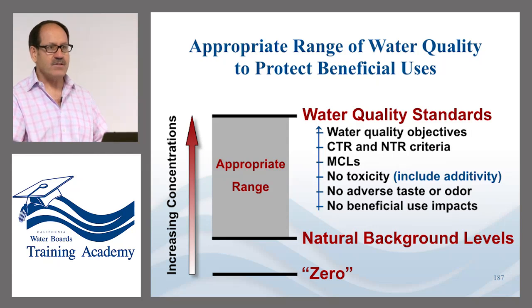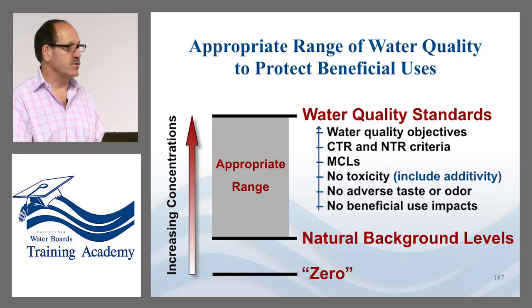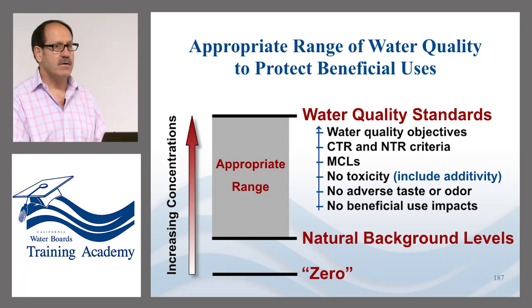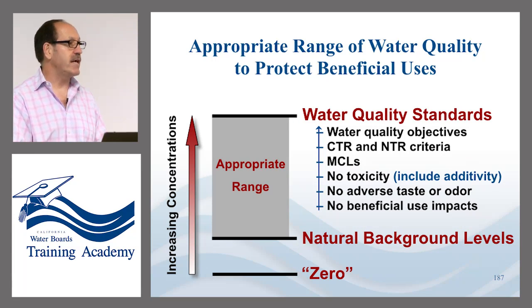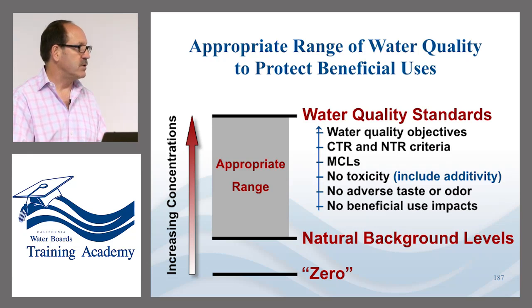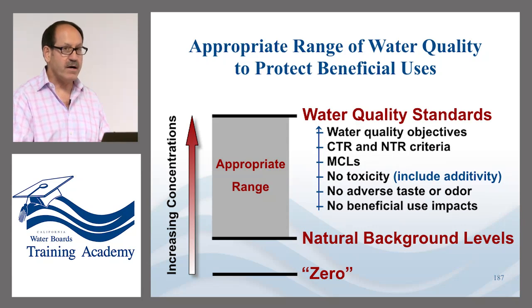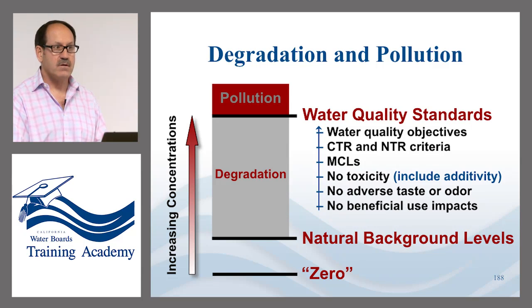So again, this is why we have boards to make the ultimate decision. Where within that range do I set the receiving water limit? They need to consider all these different factors. So an anti-degradation analysis is also one of the things that needs to be required, not just are we in compliance with standards. Okay? Because if we go above the standards, we have pollution, and that's illegal in California.